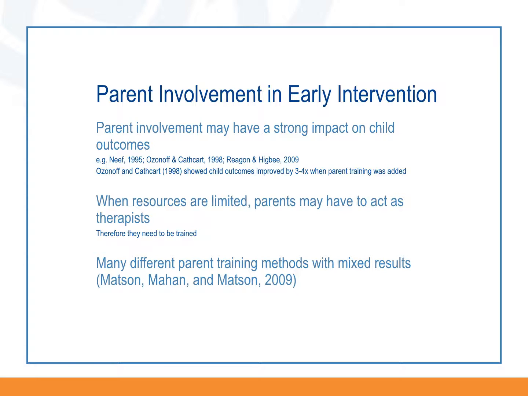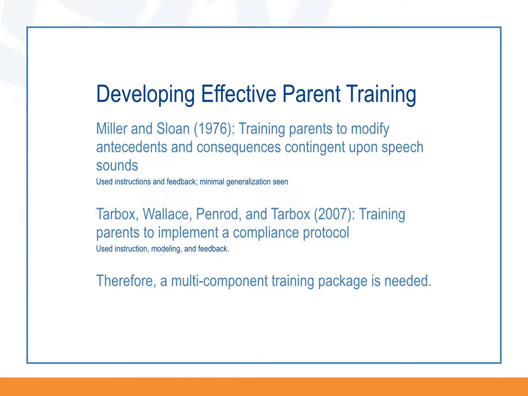So, when resources are limited, whether financially or geographically or for other reasons, parents may have to act as therapists. Therefore, in order to improve child outcomes, they need to be trained as well. There are many different parent training methods with mixed results. Mahan and Matson looked at a variety of them. Some are just instruction, some involve modeling, some are group based, some are individual based. So, how do we really develop effective parent training?